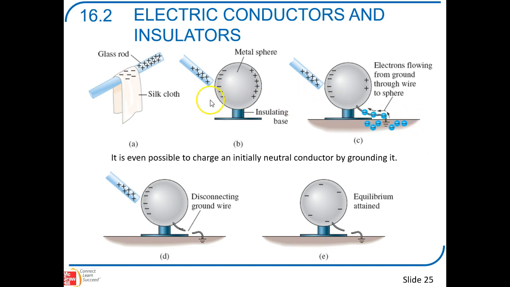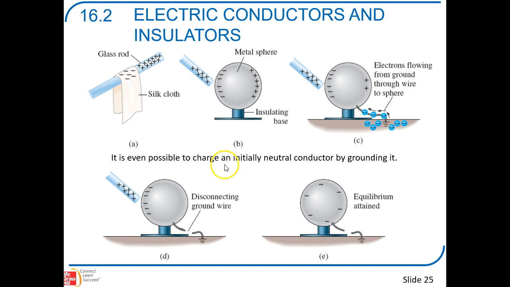Here's another way of looking at it. I've got a glass rod, got a silk cloth. I rub the two together. It makes the glass rod positive. I touch it or just get it close to this, and then it becomes charged. And then if I take a wire and connect it, those electrons will flow from the ground through the wire to the sphere, so they'll actually move up on it.